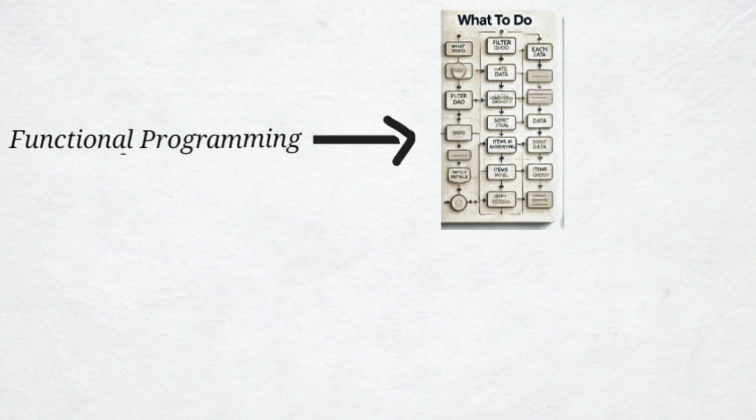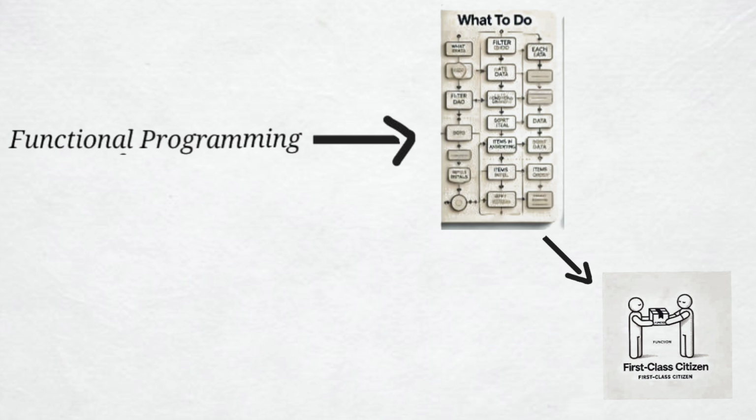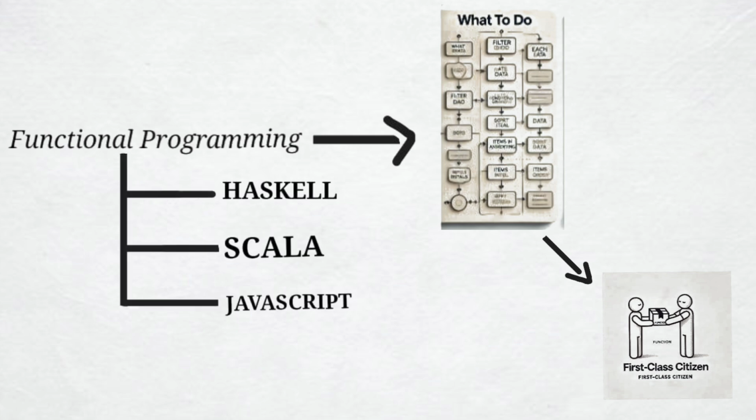Then comes functional programming. This paradigm focuses on what to do, not how to do it. Functions are treated as first-class citizens, meaning you can pass them around like variables. Languages like Haskell, Scala, and JavaScript support functional programming.